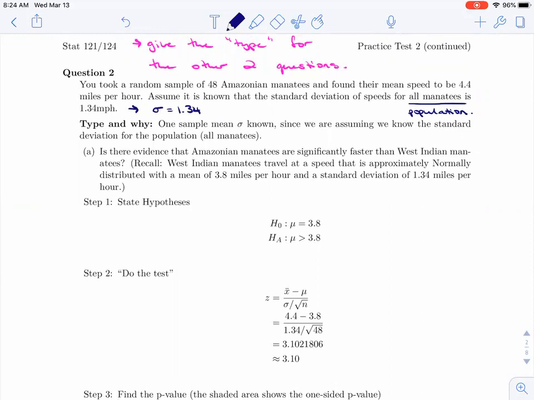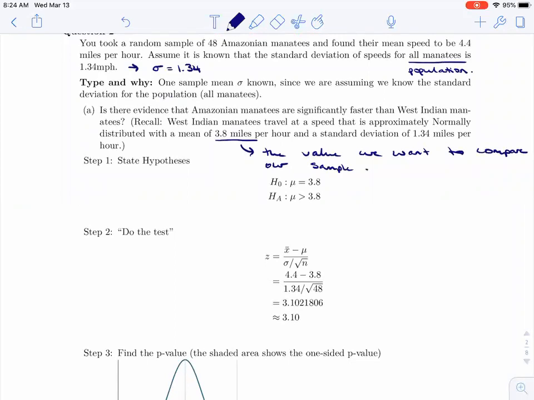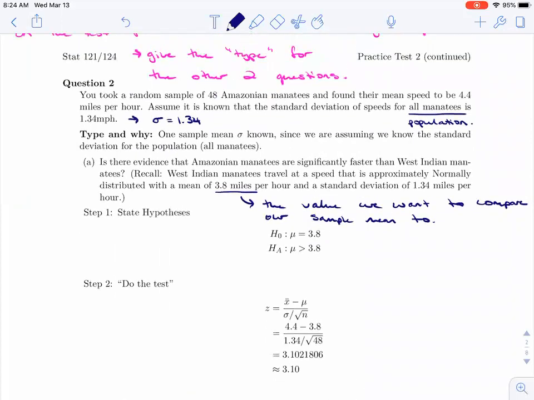So the question says, is there evidence that Amazonian manatees are significantly faster than West Indian manatees? So from the previous question, West Indian manatees travel at a speed that's approximately normally distributed with a mean of 3.8 and a standard deviation of 1.34. Same standard deviation because it's the population standard deviation for all manatees. Okay. So this 3.8 is the value we want to compare our sample mean to. We've got a sample mean of 4.4, so X bar is 4.4. And we've got an N in here. N is 48.